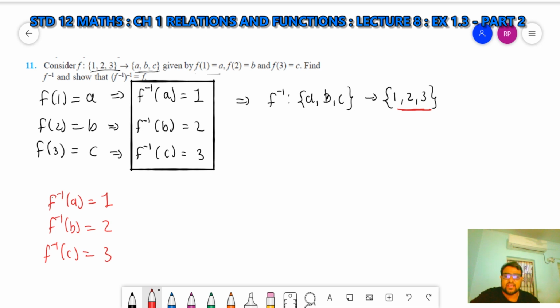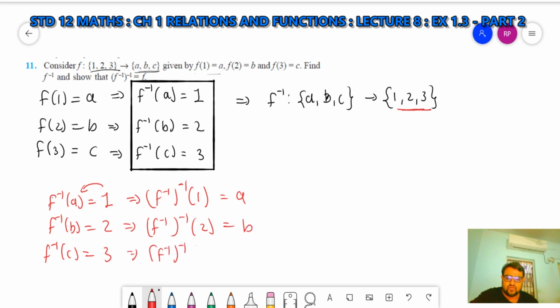So now F inverse A is 1. So inverse of that means F inverse of 1, that will be equal to A, reverse. F inverse of 2, that is equal to B. F inverse of 3, that is equal to C.